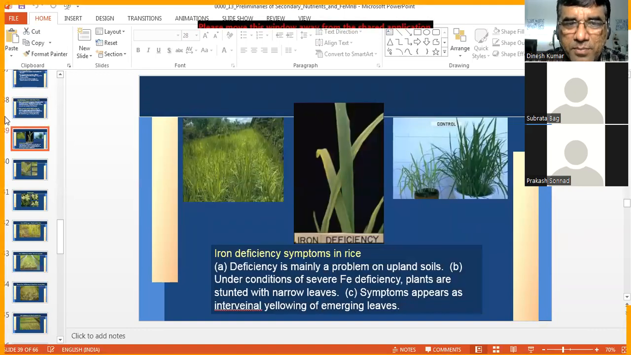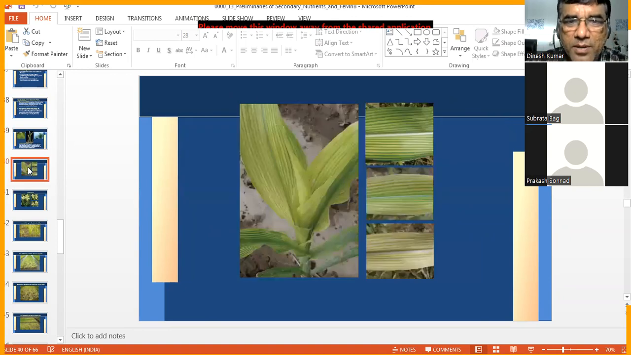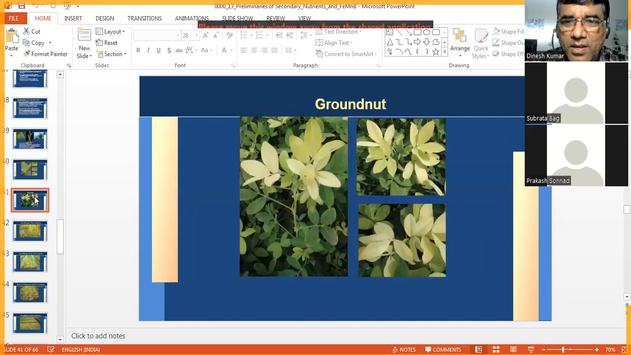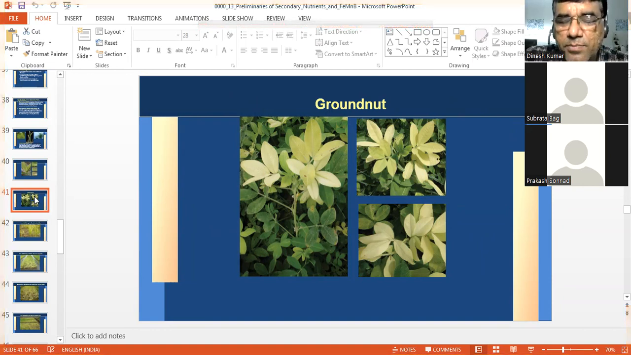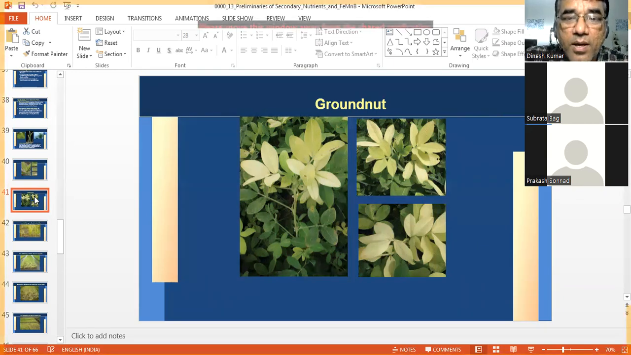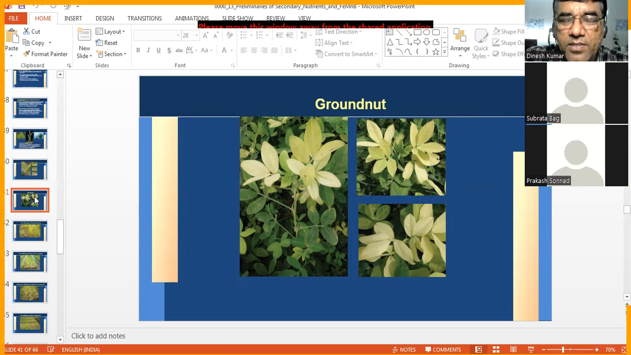Iron deficiency symptoms in rice, you can see it looks like this, or I can show you more deficiency symptoms. In maize, you can see iron deficiency symptoms. In groundnut, iron deficiency symptoms. In groundnut and soybean, these days we are experiencing more of these iron deficiency symptoms. So you may come across them in your life if you visit groundnut and soybean fields; they are quite sensitive crops to iron deficiency.